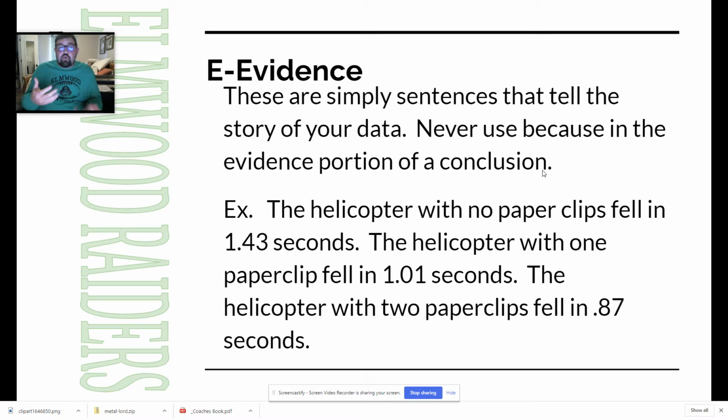Notice I did not use the word because. I didn't try to say why that happened. I simply just said, here's what happened in the experiment. In every conclusion, that's part of what you write. It's just simply what happened in the experiment so that you can connect that evidence to that statement you just made in your claim in the reasoning portion of your conclusion.